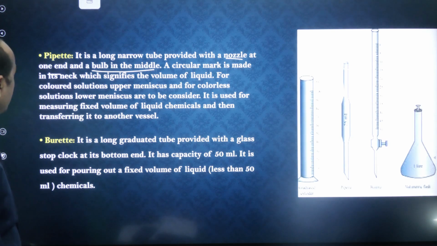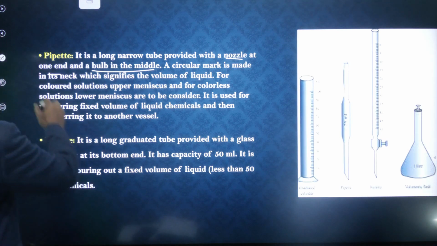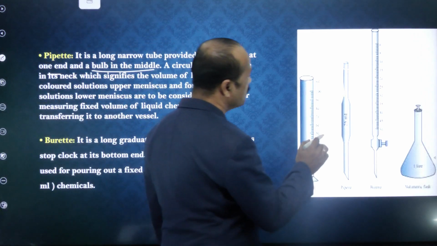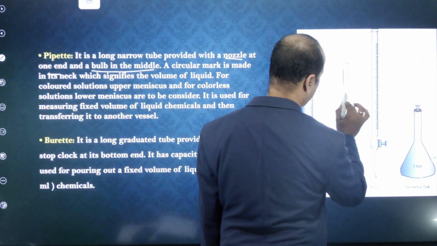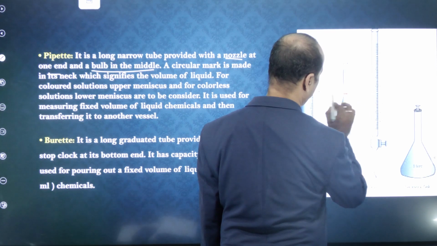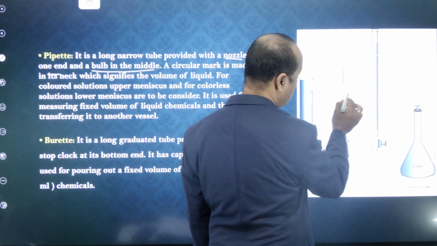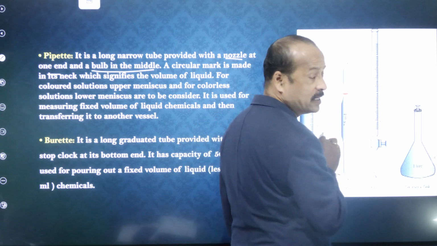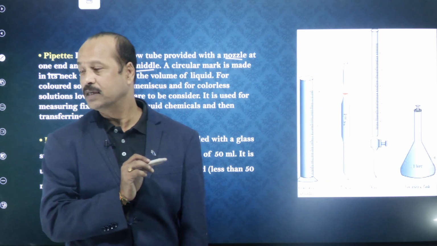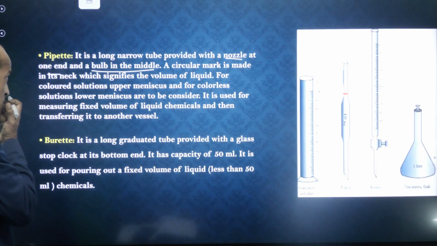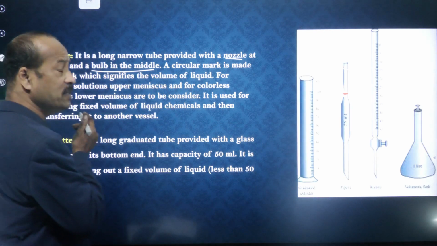A circular mark is made, its significance being the volume of the liquid. Very important thing here: there will be a mark here, you can't see it, but there will be one mark. Till this mark is 25 ml. So that mark indicates that it's 25 ml. And here, the meniscus, do you know the meniscus?